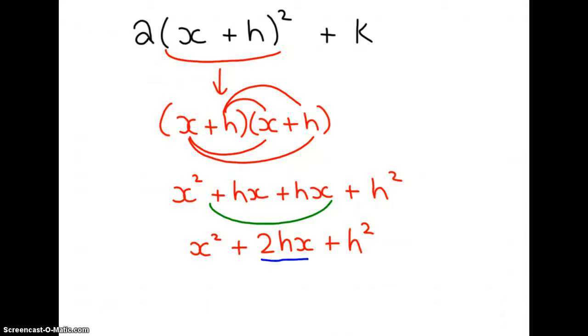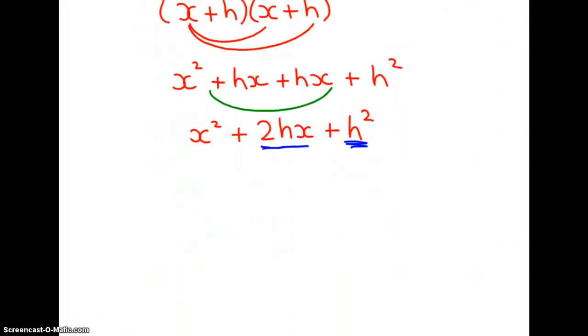So when I multiply out this squared bracket, can you see that the middle part, the number of x's, is always going to be twice as big as this h. It's always 2h and that's an h. The end bit is h squared, so it's always going to be that number squared when I put it back into brackets. So let's look at an example of how we can use that rule to work backwards to do one of these.